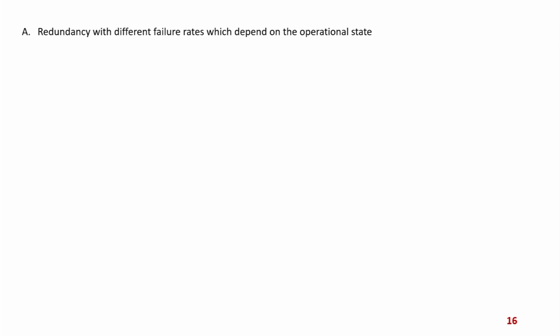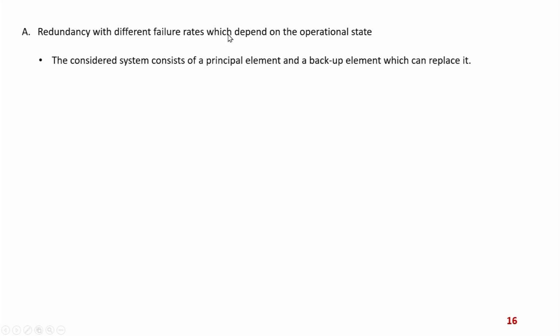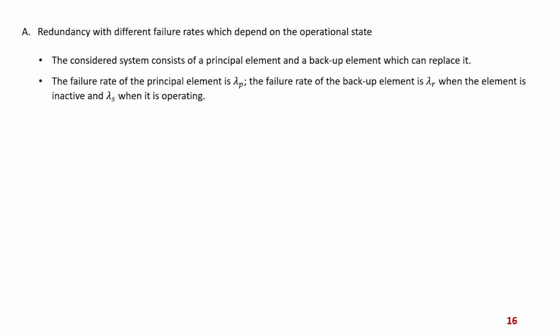So, let us now consider the first case, that is the redundancy with different failure rates which depend on the operational state. Now, the considered system consists of a principal element and a backup element which can replace it. Now, we will consider the failure rate of the principal element as lambda p, and the failure rate of the backup element is lambda r when the element is inactive, and lambda s when the backup system is operating. So, these are the three cases we have considered.